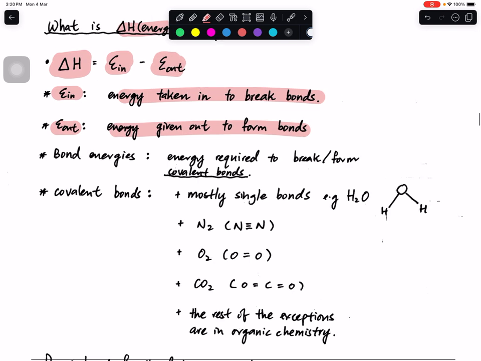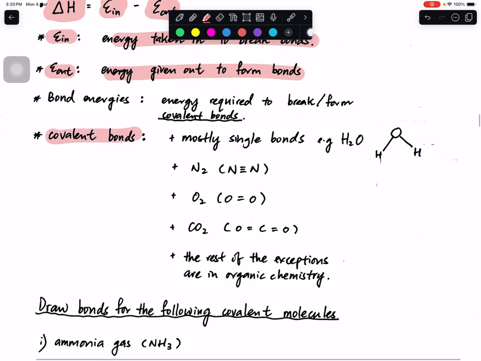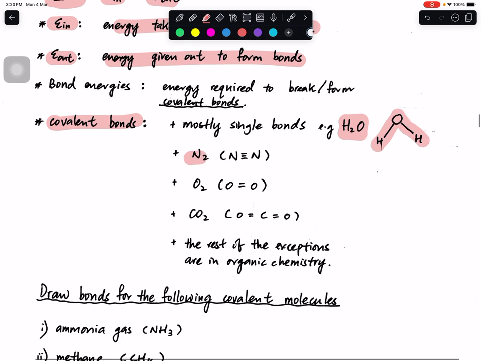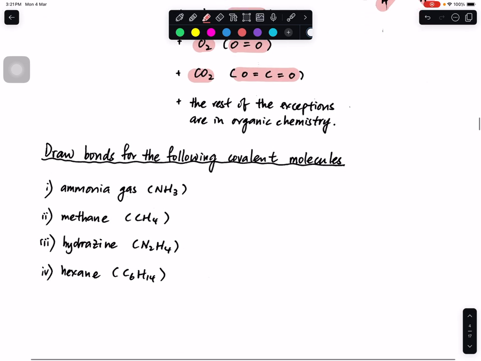The next thing is I need to go through covalent bonds with you. For example, I have H2O. I need you to be able to draw this out. If I give you N2, you need to be able to draw this out, and also O2 and CO2. The idea is for you to understand what bonds are present inside each covalent compound. If you're okay with this, can you help me try these 3 questions?